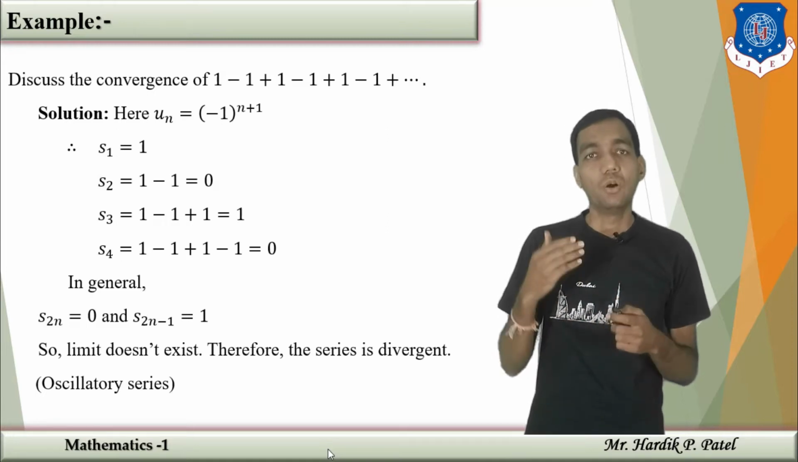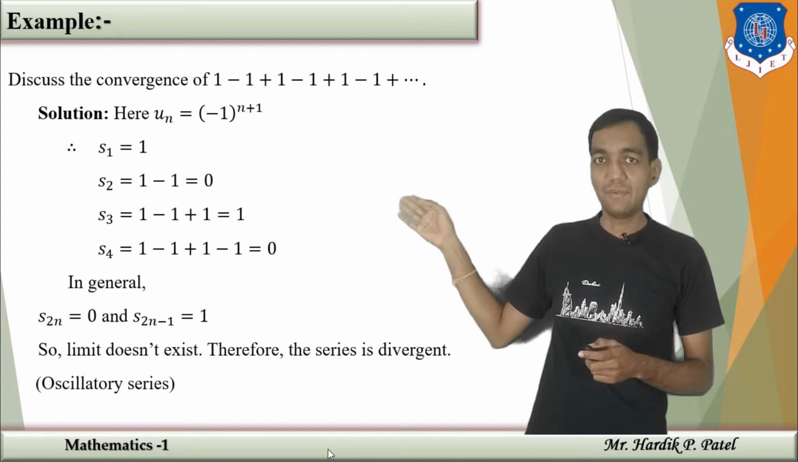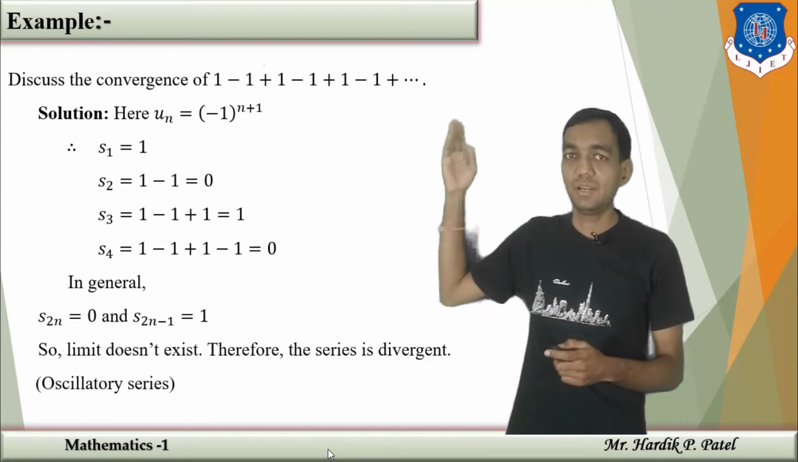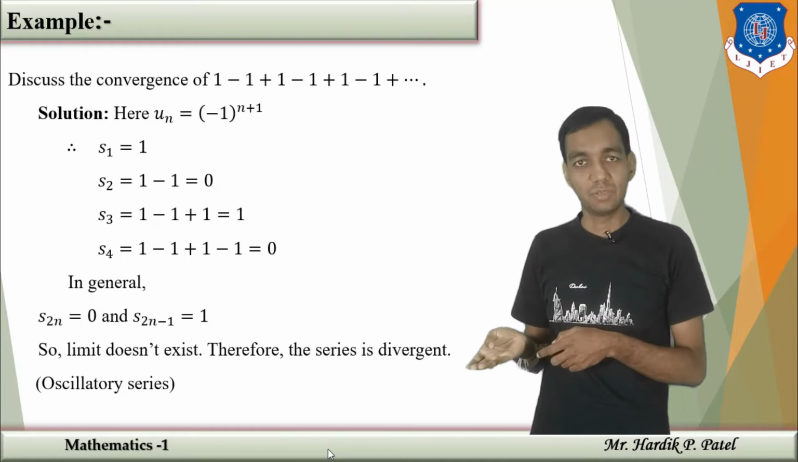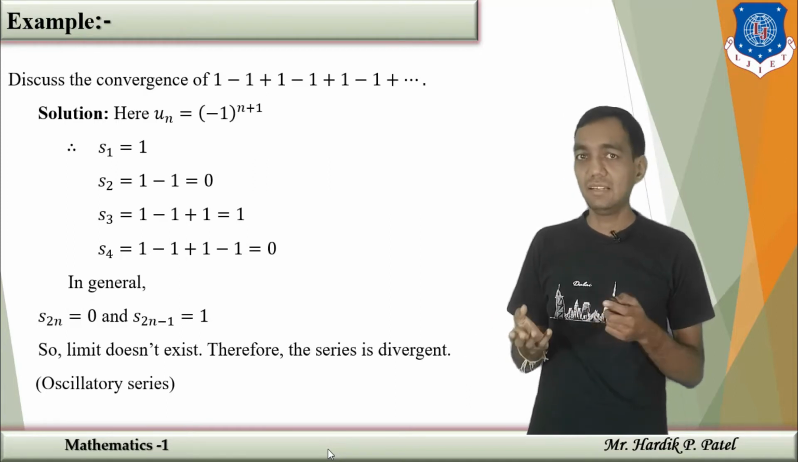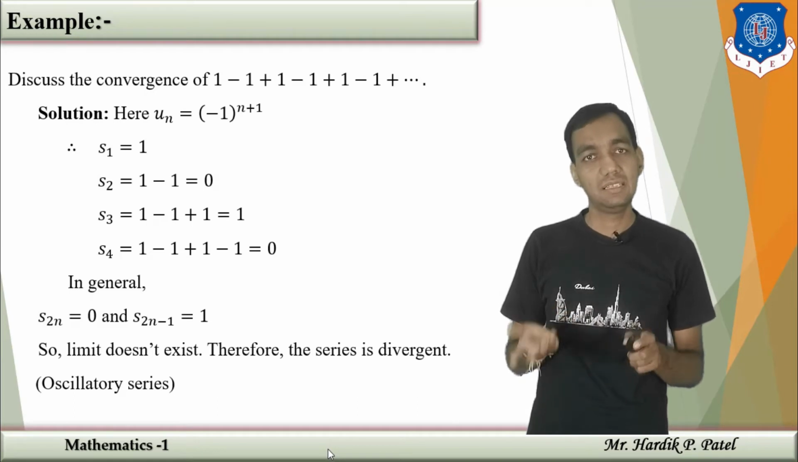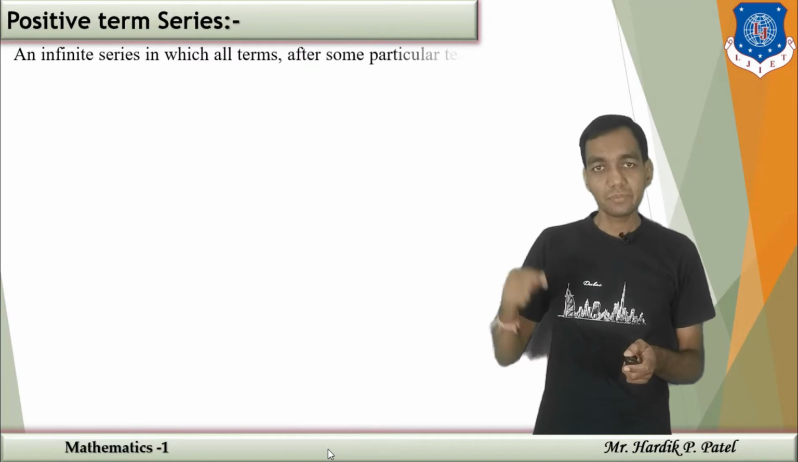Also, you can apply the simple test of divergence, applying the limit to the un. Then minus 1 raised to n plus 1 has a limit either 1 or minus 1. So in either case it is non-zero. In that case, by test of divergence, this series is divergent. Okay, so you can apply any test.